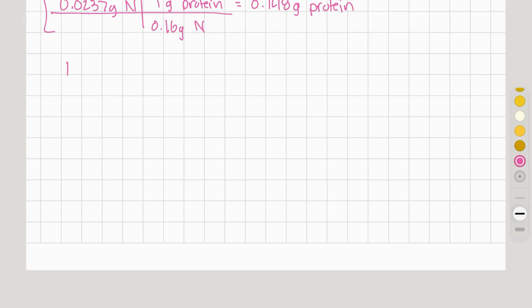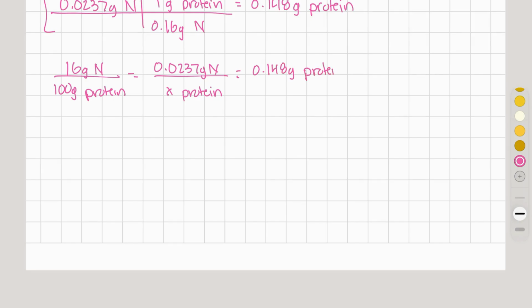If this way did not make sense to you, another way you can do it is you can set it up like 16 grams of nitrogen are in 100 grams of protein. So if I have 0.0237 grams of nitrogen, how much protein do I have? And when you do this, you should get the same value, 0.148 grams of protein.